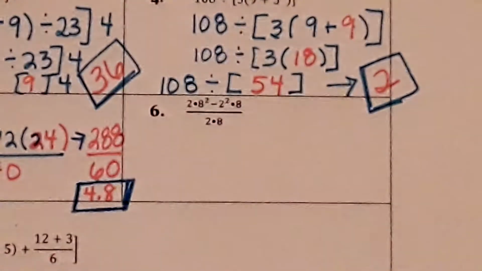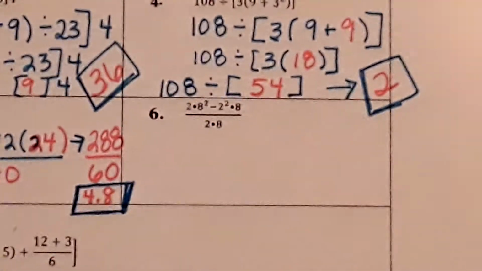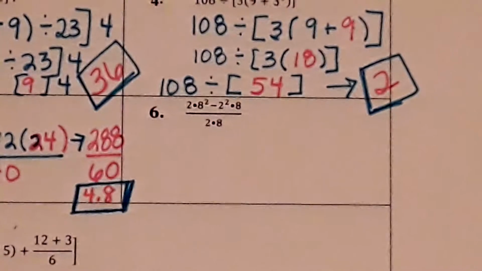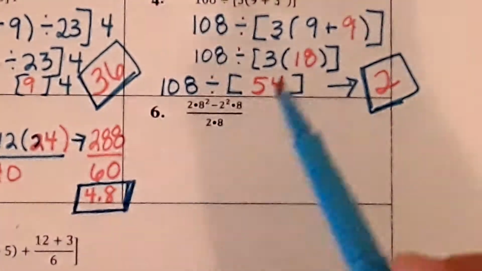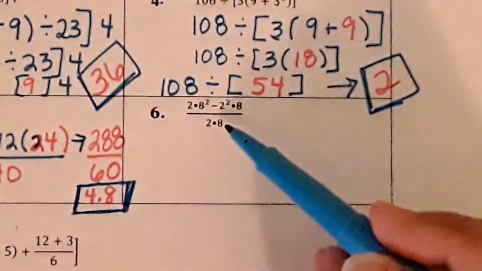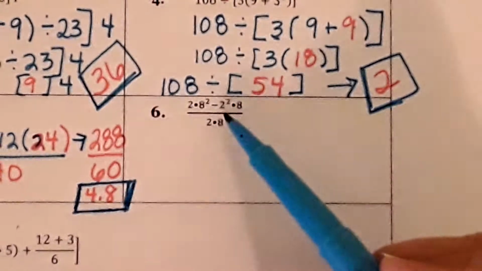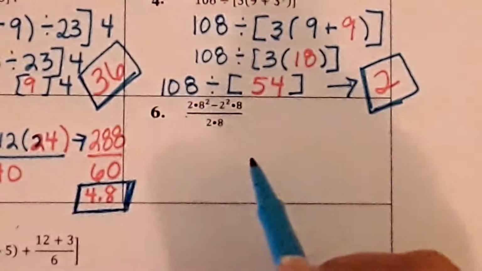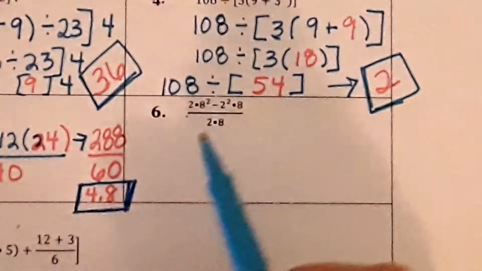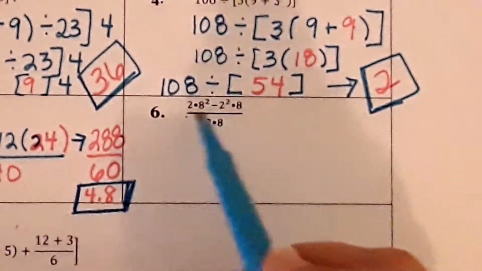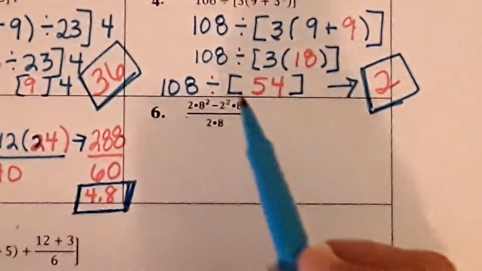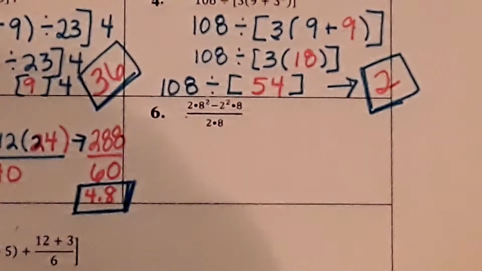Okay, guys, like I promised, we're going to do example 6 and example 7. So example 6, again, you guys, it's a top and a bottom of a fraction. And what we're going to do is the top part, then the bottom part. So again, do you have any parentheses in the numerator? The numerator is the top number? No. Do I have any exponents?